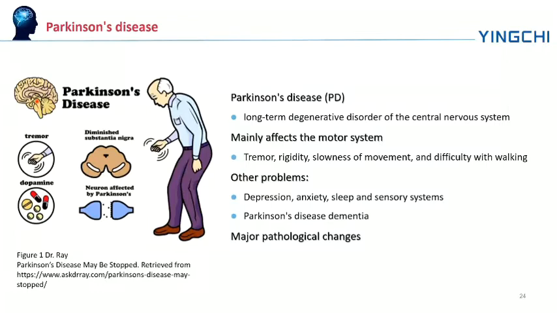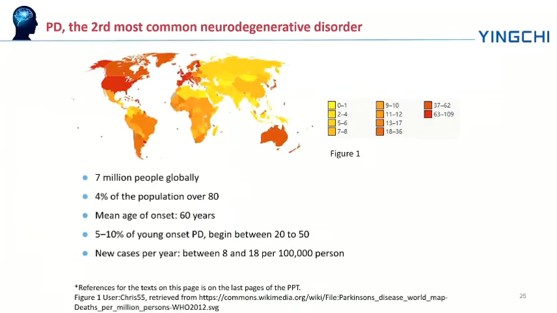The major pathological change is the diminished substantia nigra, leading to a deficit of dopamine. PD is the second most common neurodegenerative disorder after AD, and 7 million people globally are estimated to be affected by PD, and 4% of the population over 80 get PD. So there are many new cases per year.